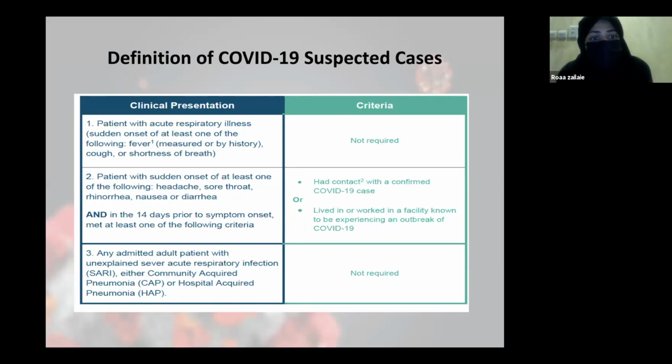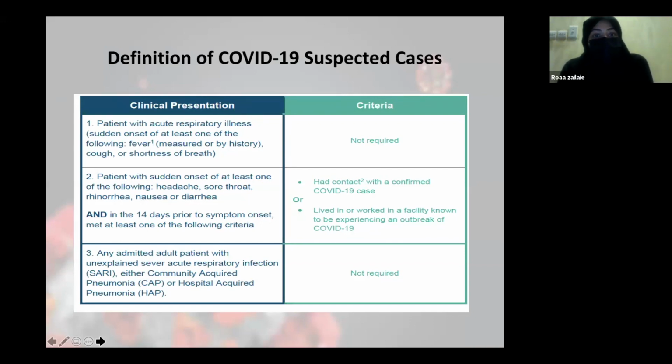Or any patient with sudden onset of at least headache, sore throat, nausea, or diarrhea without fever, and in the 14 days prior to the symptoms they meet at least one of the following criteria, shown in green: contact with a confirmed COVID-19 case, or lived or worked in a facility known to have experienced an outbreak of COVID-19. The third definition: any patient who came with acute respiratory distress syndrome, community-acquired pneumonia, or hospital-acquired pneumonia is highly suspected to have COVID, and no other criteria need to be met.